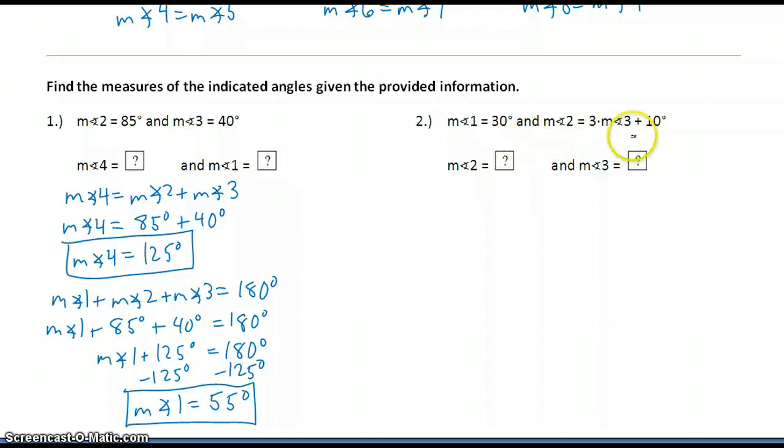In my second problem, I'm told that the measure of angle 1 is 30 degrees, which is different than my first problem. So I have a different given, and that the measure of angle 2 is the measure of angle 3 plus 10 degrees. And I need to solve for the measure of angle 2 and the measure of angle 3. Well, I need to find a relationship between angle 1 and angle 2 and angle 3.